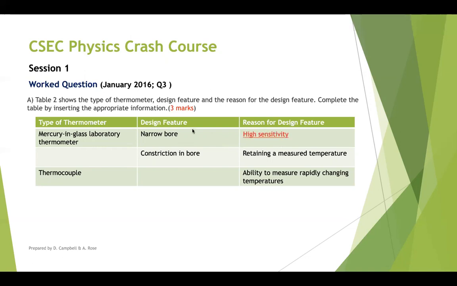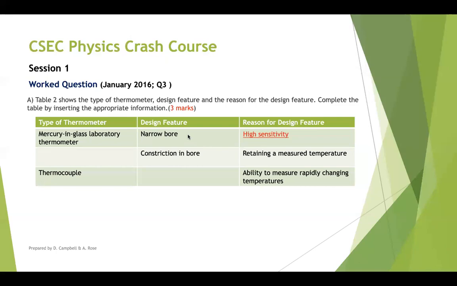All right. So the narrow bore, the bore is actually the internal diameter, right? So the space inside of the capillary tube that keeps the mercury or the alcohol. That is what they're talking about, the bore. All right. So the narrower the bore, the greater the sensitivity of the thermometer, right? Because it will be able to show a small change easier when the bore is narrow.